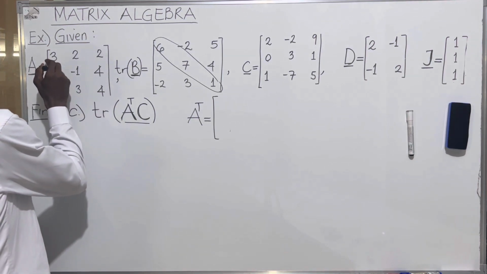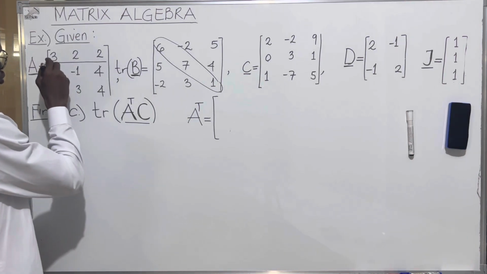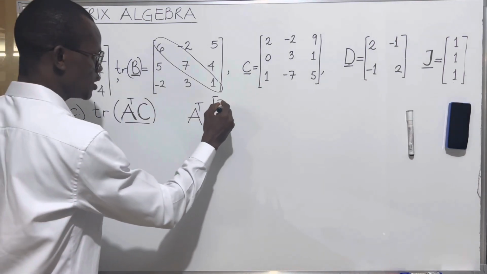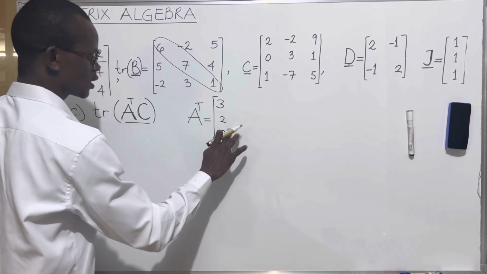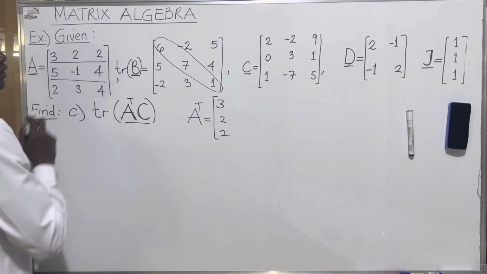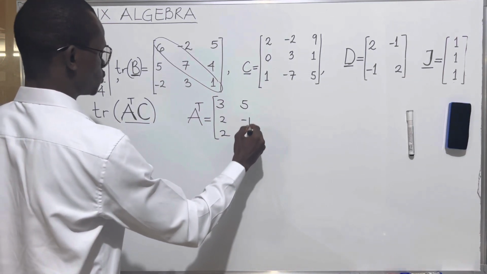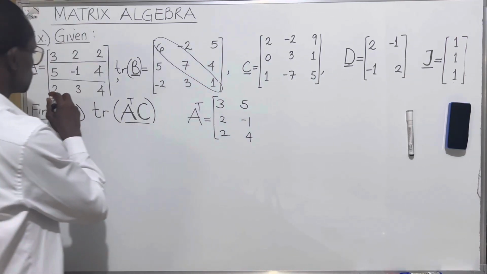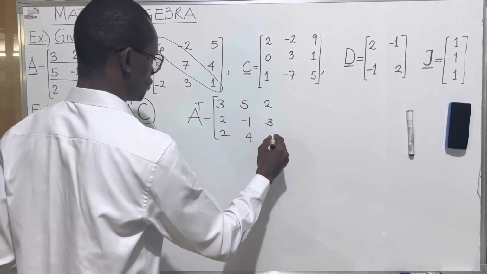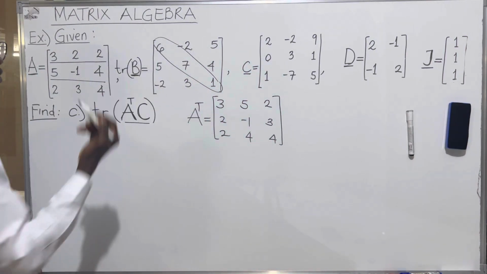So this is row 1, so make this row a column. Instead of saying 3 2 2 as a row, say 3 2 2 as a column. This second row, 5 minus 1 and 4, make it a column, so it's 5 minus 1 and 4. And then this one, 2 3 4, you make it a column, 2 3 4. So we've now gotten matrix A transpose.